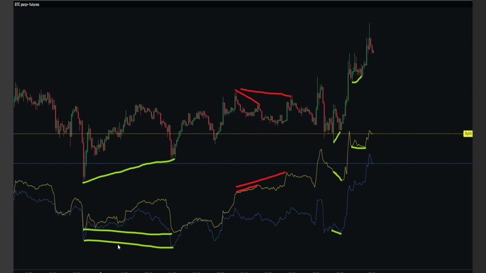Please let me know if you prefer me doing this, because usually I go to the live AGGR chart with my cursor, but now I actually made a drawing. So please let me know in the comments if you prefer this, so you can actually see the lines and the divergences. So a higher low on price, lower low on yellow and on blue, bullish divergences, but these have played out. We had some bearish divergences over here.